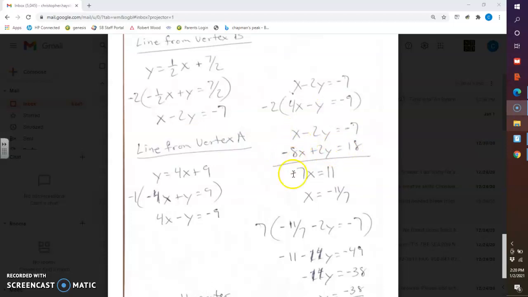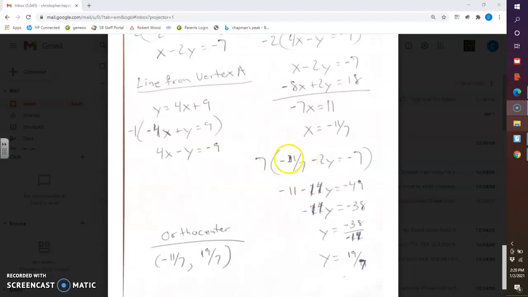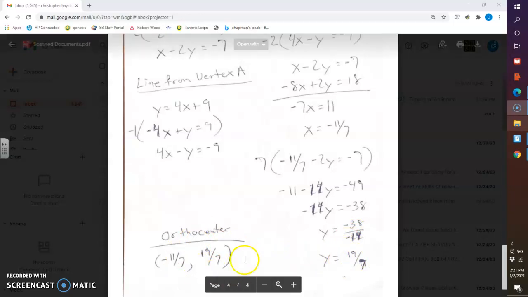And now we combine like terms. Negative 7x, the y's cancel, and we end up with 11. Divide by negative 7. My x is negative 11 over 7. When I plug that in for x, negative 11 over 7 minus 2y equals negative 7. I multiply everything by 7 to get rid of the denominator. Negative 11 minus 14y equals negative 49. I add 11 to both sides. You get negative 14y equals negative 38. We divide both sides by negative 14, and we get y equals 19 over 7. And there's my orthocenter.